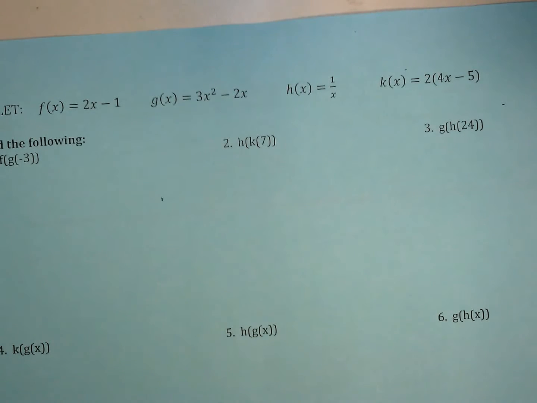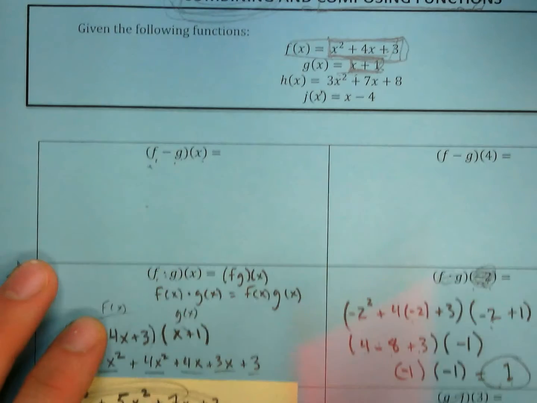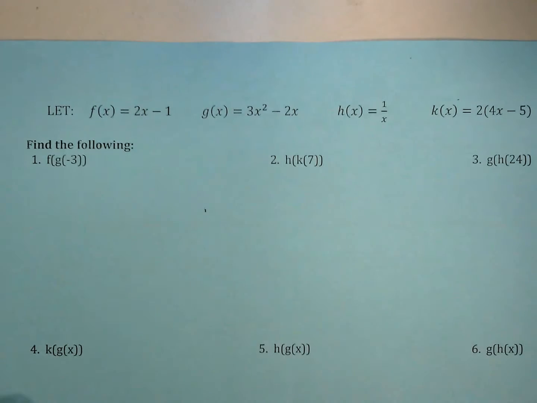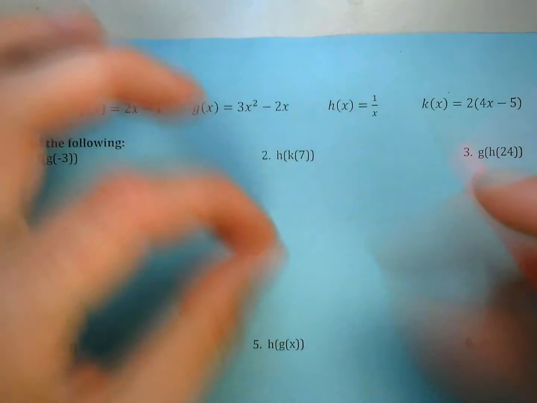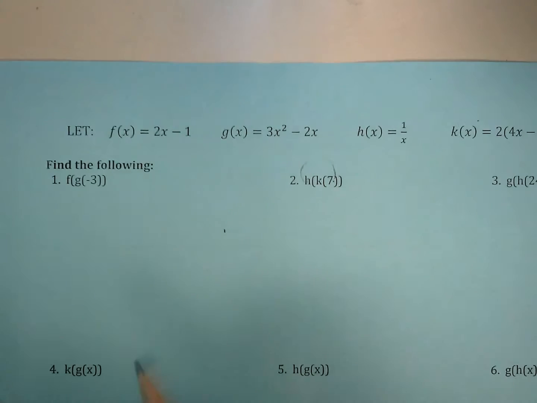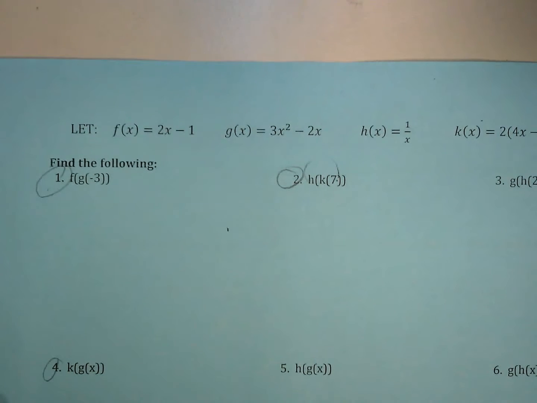So composing functions, it's kind of like another operation. With combining like these, we subtracted or multiplied, or some of these have addition or subtraction. We're adding functions together. Composition is kind of like another operation. It's not adding or subtracting or multiplying or dividing. We're putting a function inside of another function. A machine within a machine. So let's go through a few. Let's do 1, 2, and 4.